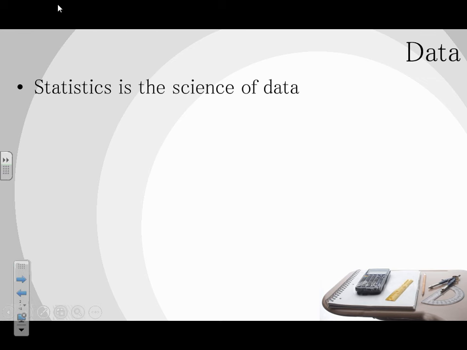So data, statistics is the science of data. Statistics is all about taking a set of data and compiling it, putting it together, analyzing it in such a way that it becomes useful for the people who need to look at it. So what are we trying to get out of this data? Stats takes care of all of that. So we can get pictures from it, we can get trends, we can get whatever we need to as far as what we're trying to analyze for that set.